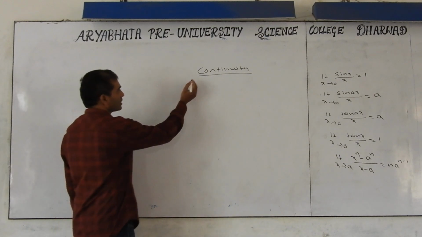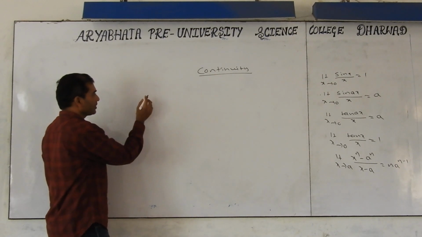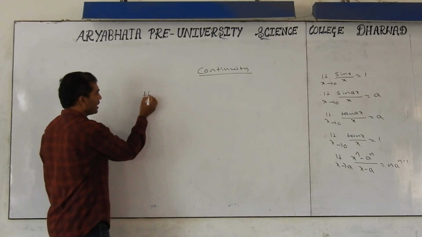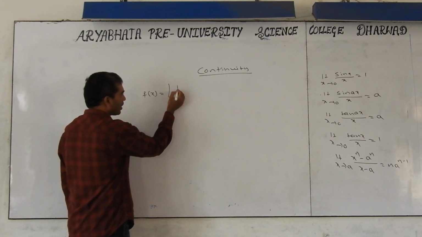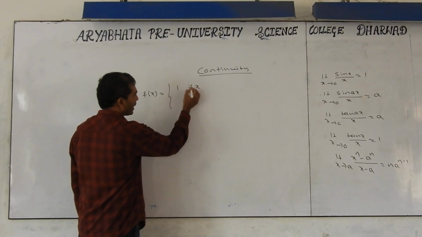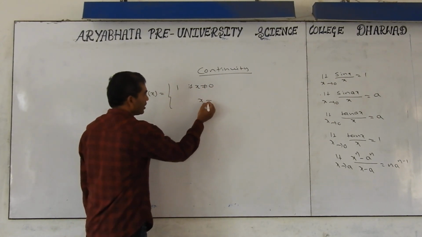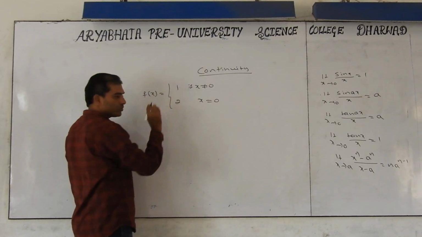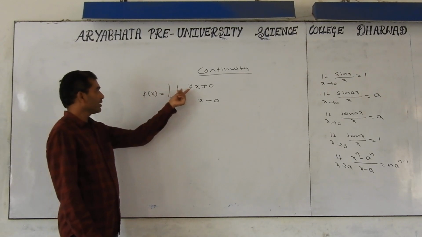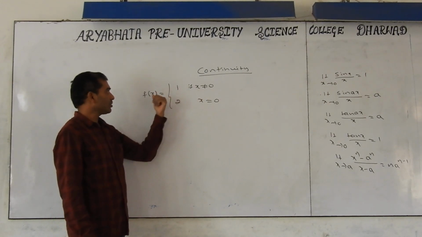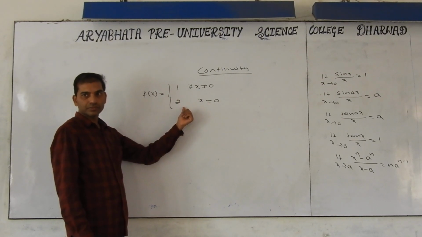Okay, today we will discuss continuity. Let the function f of x be defined by: if x is not equal to 0, f of x equals 1; if x equals 0, the function value is 2, f of x equals 2.